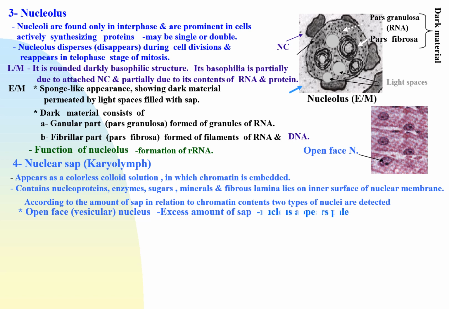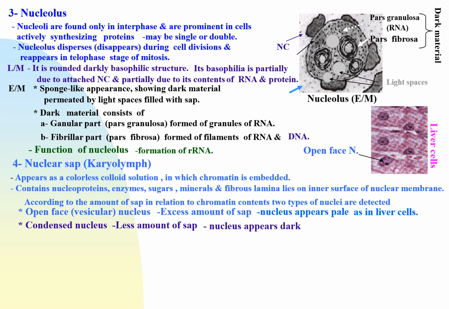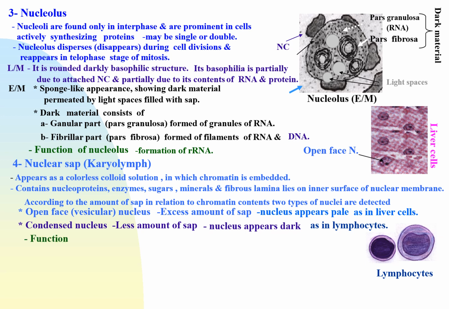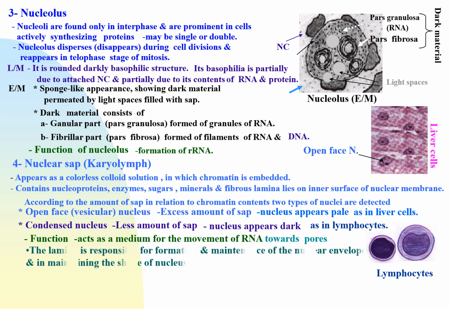The nucleus appears pale as in liver cells. Condensed nucleus, where there is less amount of sap in relation to chromatin content. The nucleus appears dark as in lymphocytes. Function of nuclear sap: it acts as a medium for the movement of ribonucleic acid towards the nuclear pores.